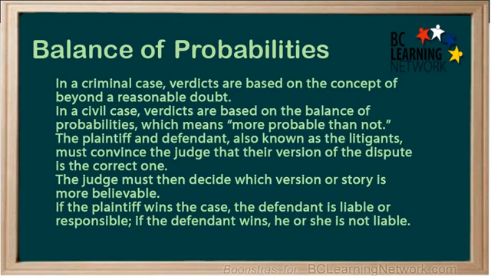In a criminal case, verdicts are based on the concept of beyond a reasonable doubt. In a civil case, verdicts are based on the balance of probabilities, which means more probable than not. The plaintiff and defendant, also known as the litigants, must convince the judge that their version of the dispute is the correct one. The judge must then decide which version or story is more believable. If the plaintiff wins the case, the defendant is liable or responsible. If the defendant wins, he or she is not liable.